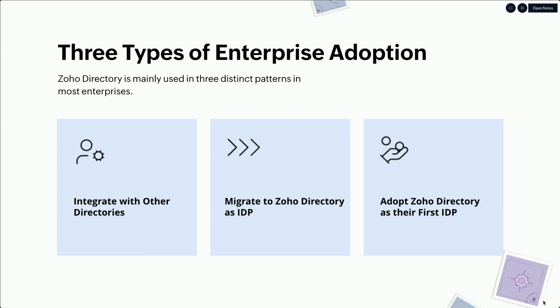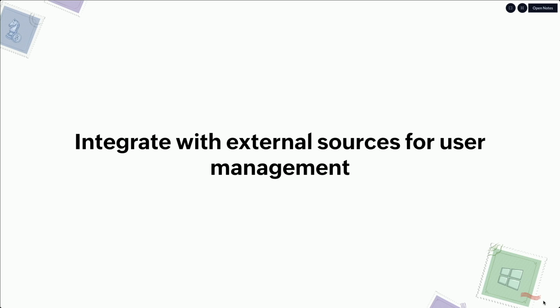The scenario I'd like to start with is integrating Directory with other directory services. The second scenario is migrating to Zoho Directory as an identity provider. And the third scenario that I'd like to discuss is adopting Zoho Directory as the first IDP. These are three different scenarios that we recently had Zoho Directory implemented for in different organizations. Starting with the first organization, which needs to integrate Zoho Directory with their existing IDP system.